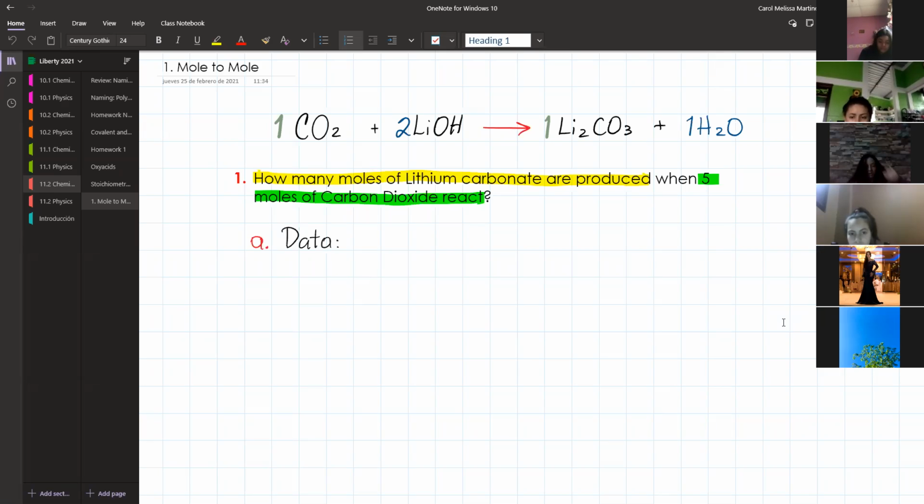Okay, and I always write the unknown first because it is like implicit in the question. So unknown is I have the moles of lithium carbonate. So my unknown is the number of moles of lithium carbonate. What I do know about the exercise is that.